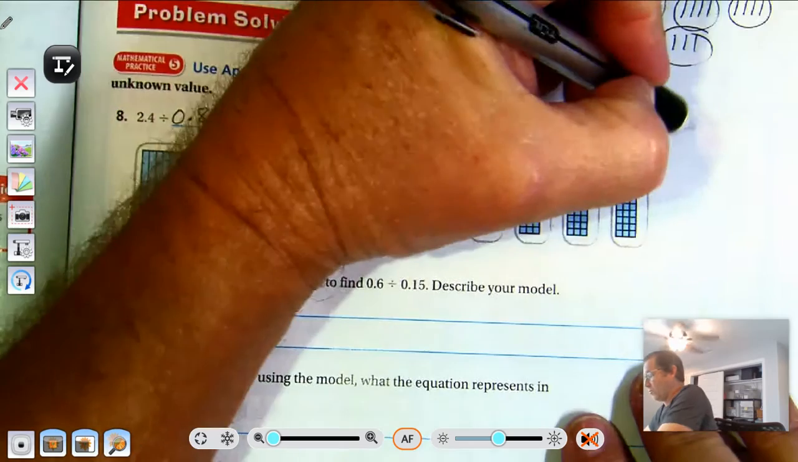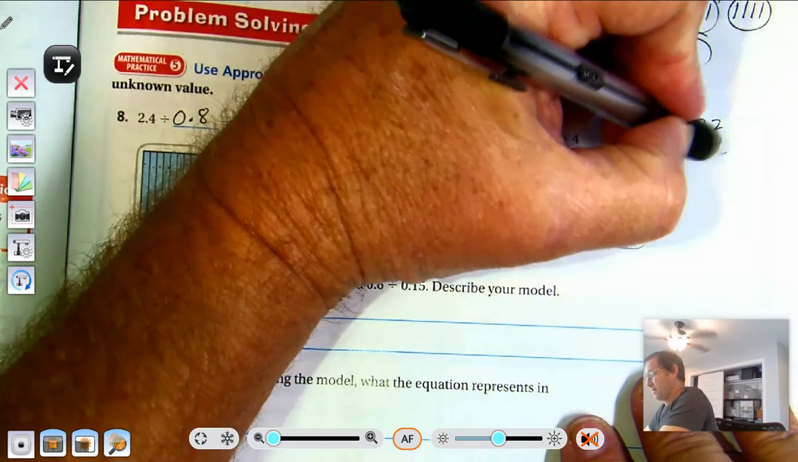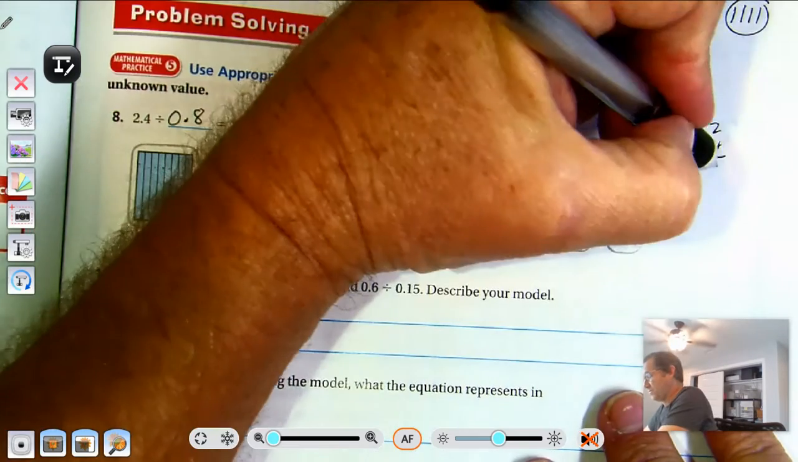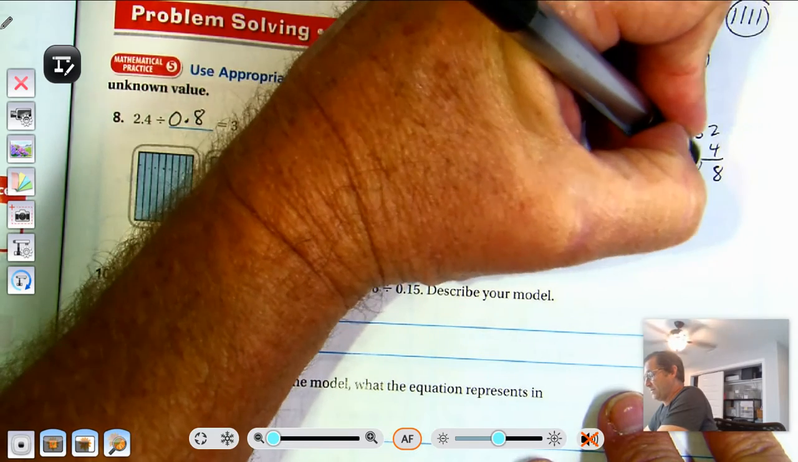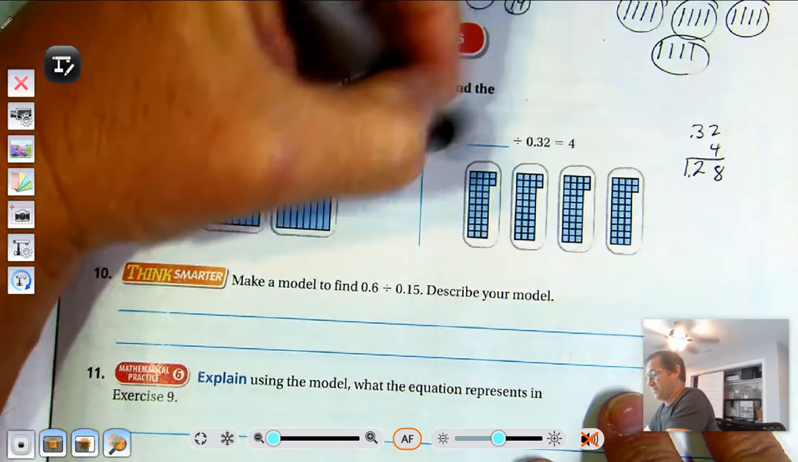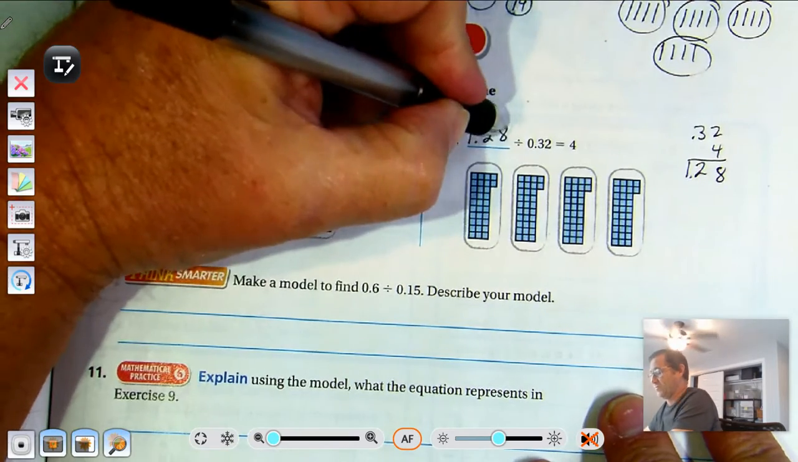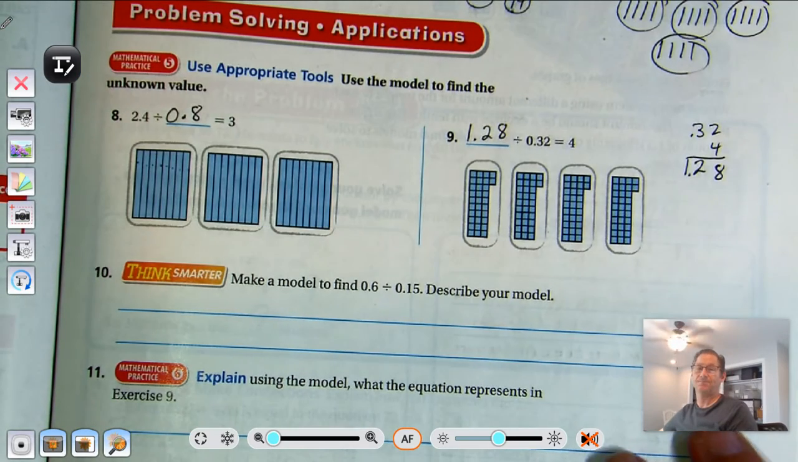Well, okay, so we have 4 groups of 32 hundredths. 4 times 2 is 8. 4 times 3 is 12. So 1 and 28 hundredths.